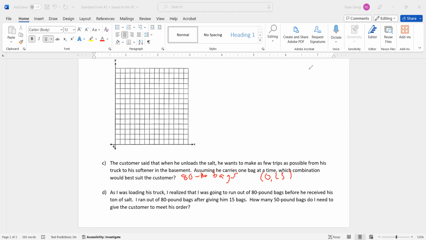All right. Last part there, as I was loading his truck, I realized that I was going to run out of 80-pound bags before he received his ton of salt. I ran out of 80-pound bags after giving him 15 bags. How many 50-pound bags do I need to give the customer to meet his order? Well, I gave him 15 80-pound bags. That's a y value. We're looking for the x value. So that was 50x.